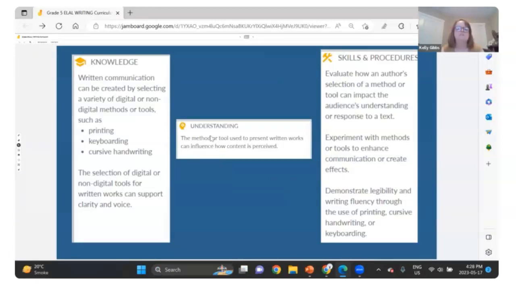So the understanding is the method or tool used to present written works can influence how content is perceived. And there's that transcription from the writing room, written communication, printing, keyboarding, cursive handwriting, and then how to go about doing it. So there is instructional strategy to use to support this part of curriculum. I think that was the last one.